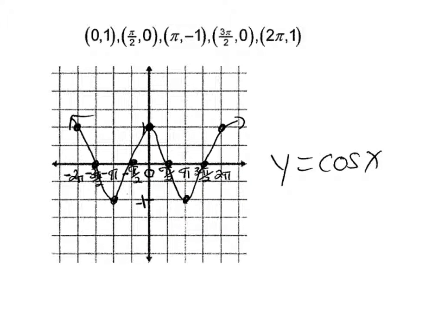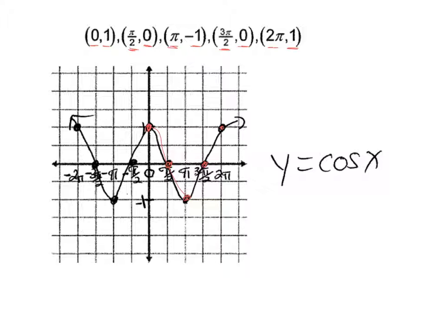We can construct the graph of y equals cosine x in a similar manner. From the unit circle, we can get the following points for cosine. When we are at 0 on the unit circle, the cosine is 1, so that's this dot in the middle. At pi over 2, the cosine is 0. At pi, the cosine is negative 1. At 3 pi over 2, cosine is 0. And back around to 2 pi, the cosine is 1.